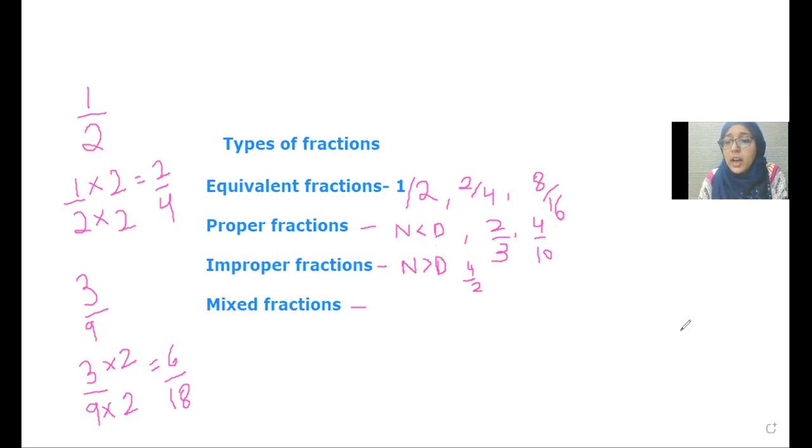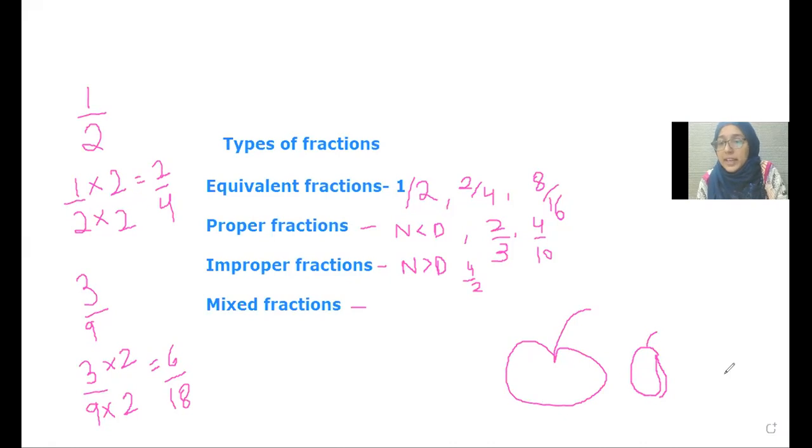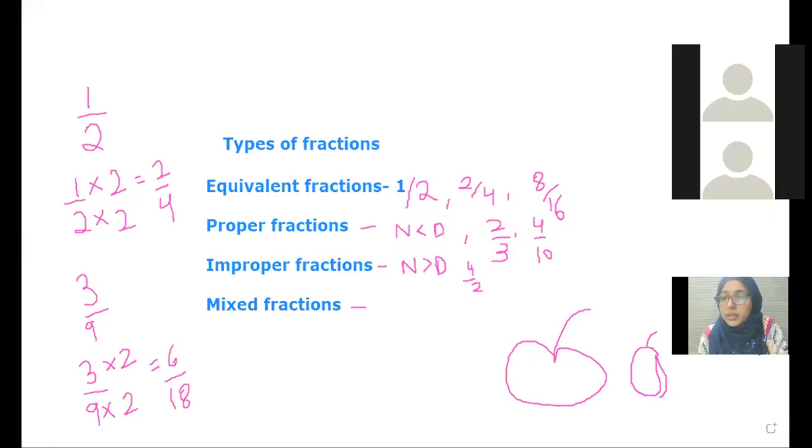Okay, how about mixed fractions? Can anyone tell me? Let me give you one example. One apple, and just consider this to be half an apple. I know my drawing is not better. Now, how would you write this in fraction form? This is one whole and this is one half. So one and a half, 1 1/2.